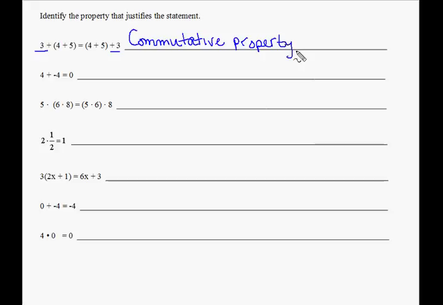When we state the property, we should also state for which operation it works for. The commutative property does not work for subtraction and division. In this case, this is the commutative property for addition.